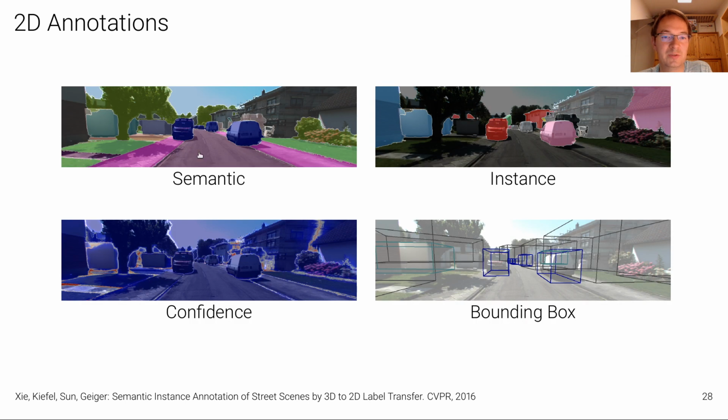This is an approximate ground truth. It's an inferred ground truth, but it's actually quite precise. And we have this not only for semantics, we have it also for instance, and we can also give an assessment about the confidence at each individual pixel. And of course, we have the original 3D bounding boxes where this dataset was generated from.